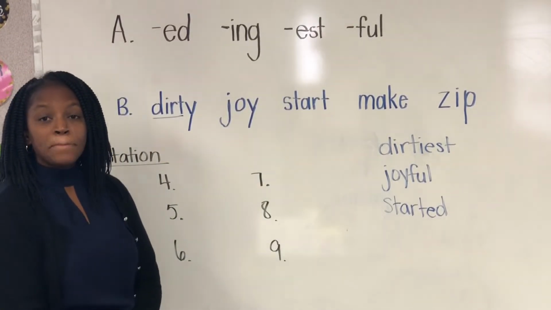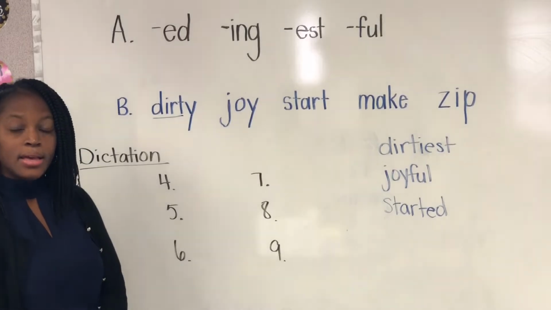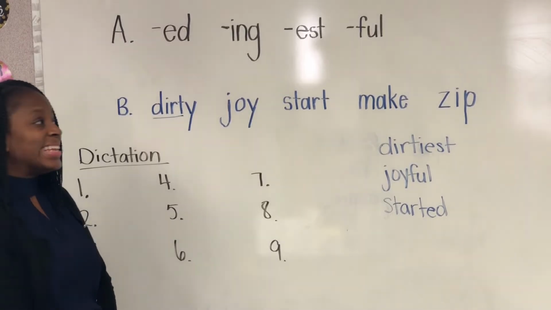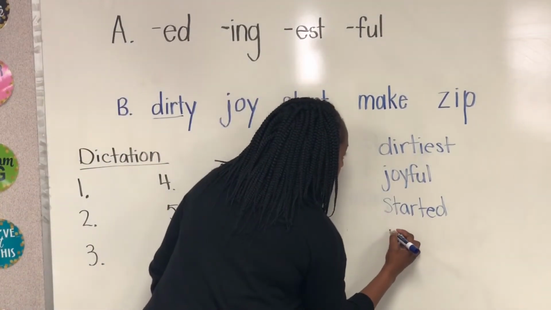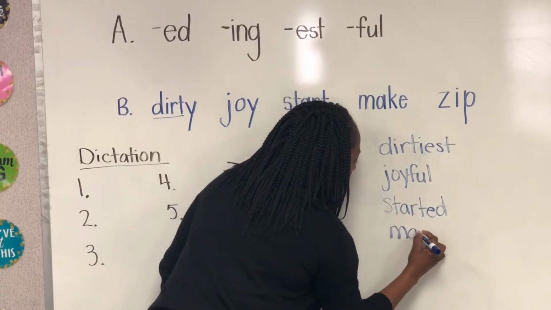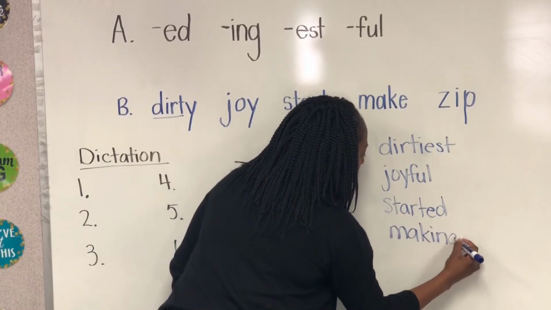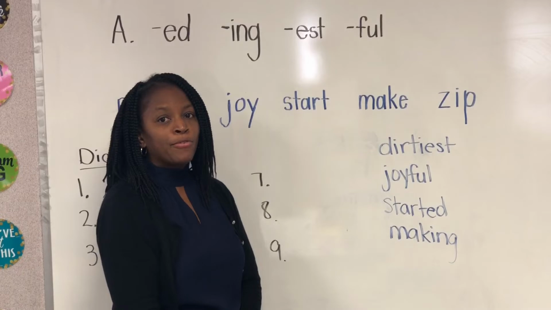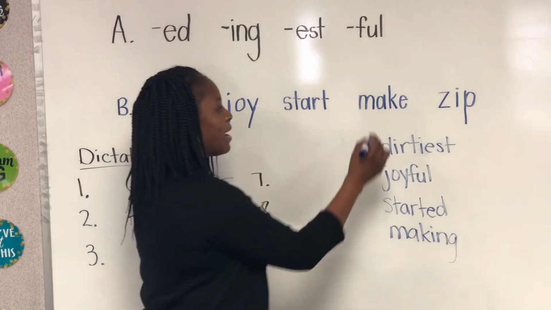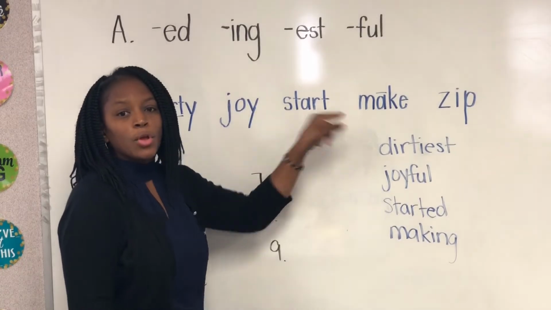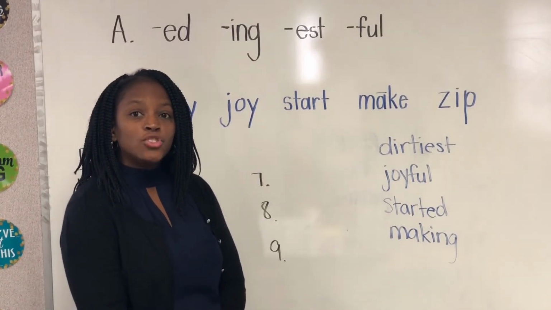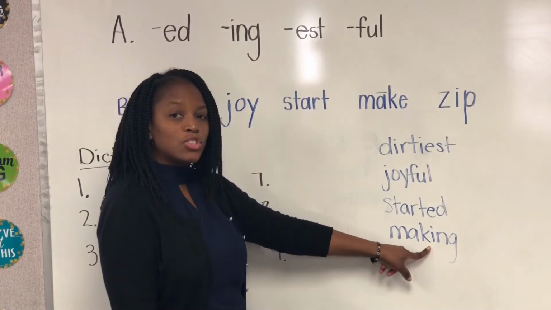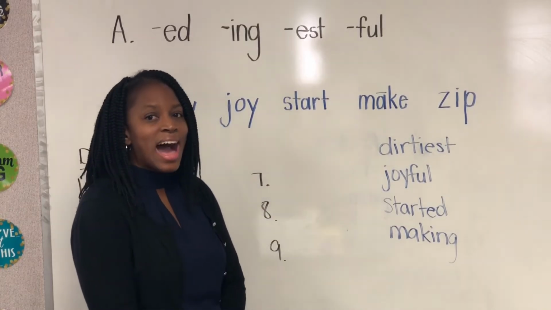My next word is make. What suffix can I add to make a new word? I'm going to add ing in pointing, and my new word is going to be making. For making, notice that I dropped the E before adding a suffix because my vowel was long. Remember, when a root word ends in a silent E, the E is usually dropped before adding a suffix that begins with a vowel. So my E in making was dropped before I add the suffix ing.